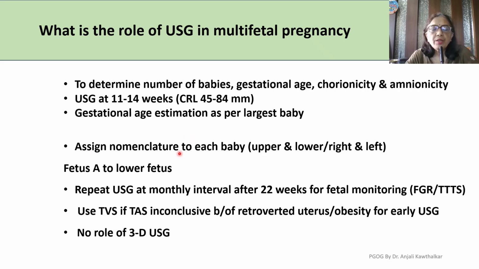One should assign nomenclature to each baby such as upper and lower, or right and left, or fetus A is the nomenclature usually given to the lower fetus. Sonography is repeated at least at monthly intervals, or some of the guidelines do recommend ultrasonography every 3 weeks after 22 weeks of pregnancy, especially for fetal monitoring to diagnose fetal growth restriction or twin to twin transfusion syndrome at the earliest.